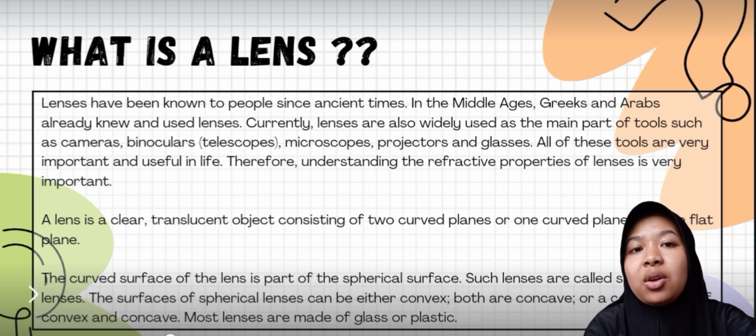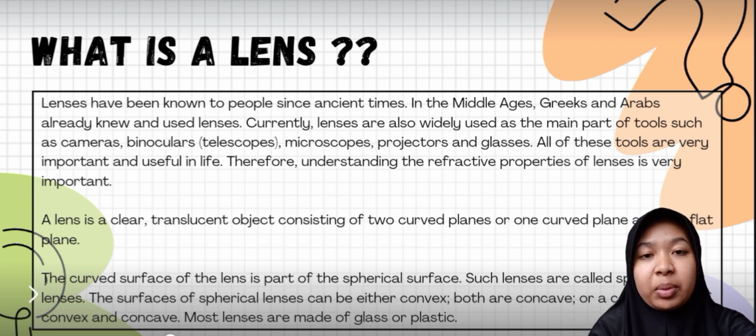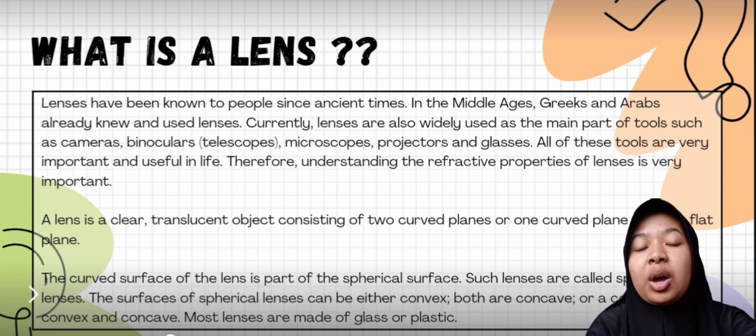Lenses have been known to people since ancient times. In the Middle Ages, Greeks and Arabs already knew and used lenses. Currently, lenses are also widely used as the main part of tools such as cameras, binoculars, telescopes, microscopes, projectors, and glasses. All of these tools are very important and useful in life. Therefore, understanding the refractive properties of lenses is very important.